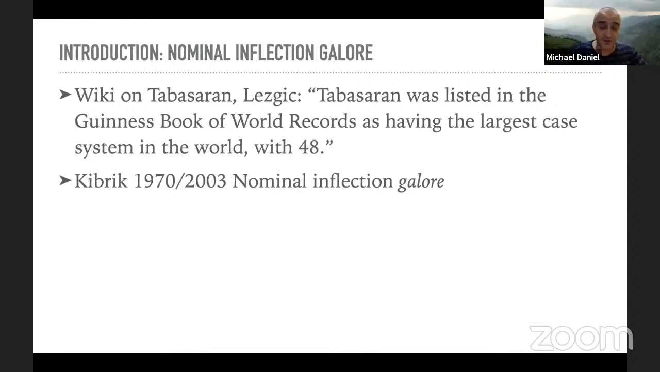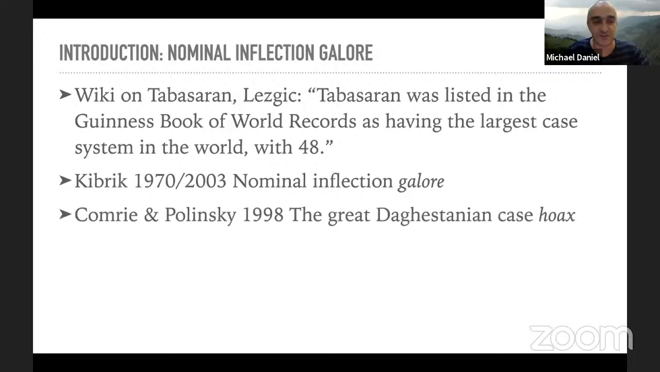But there is a different view on this, essentially shared by Kibrik himself, or kind of introduced into theoretical linguistics by himself. That's how Bernard Comrie and Masha Polinsky's 1998 paper is entitled, "The Great Daghestanian Case Hoax." Amazingly, it doesn't refer back to the 1970 paper by Kibrik, but the main idea is that they want to deconstruct this idea of the multiple case system of East Caucasian. That's why they use this term hoax. So let's have a look.